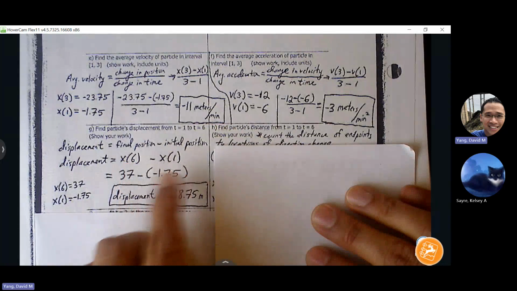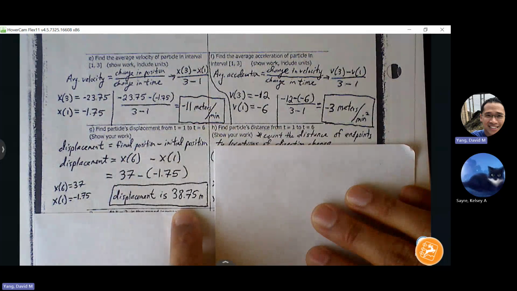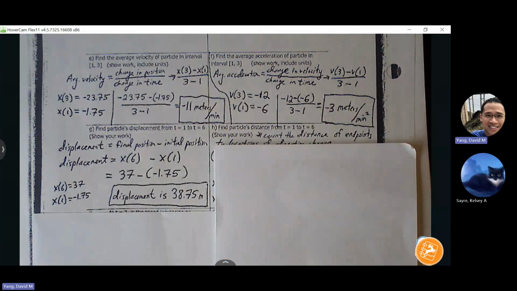X of 6 minus x of 1. Whatever it gets back in return, if it's positive, then keep it. If it's negative, keep it. There's no need to change your signs. Your displacement can be negative.